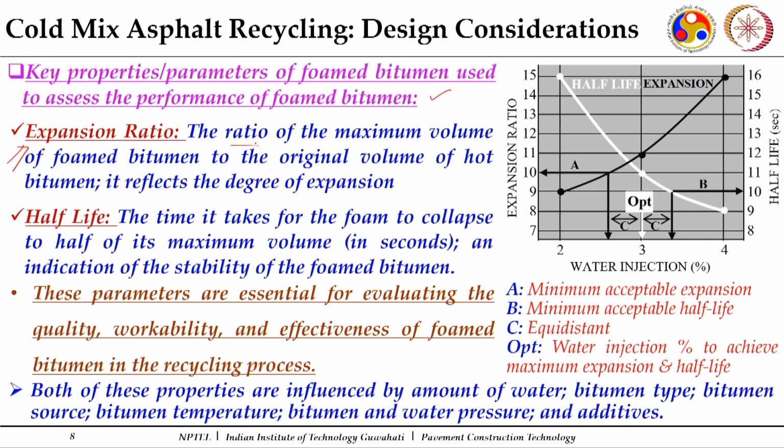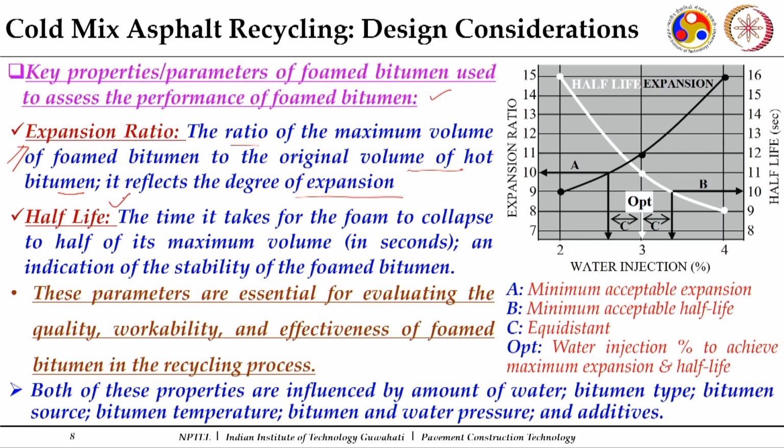So what is the expansion ratio of a foamed bitumen? It is the ratio of the maximum volume of the foamed bitumen with respect to the original volume of hot bitumen. So it reflects the degree of expansion. The more the expansion, the lower the viscosity and the easier it is to coat your aggregates or reclaimed materials.